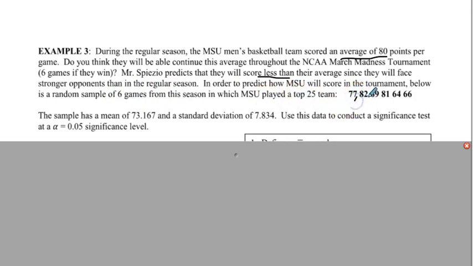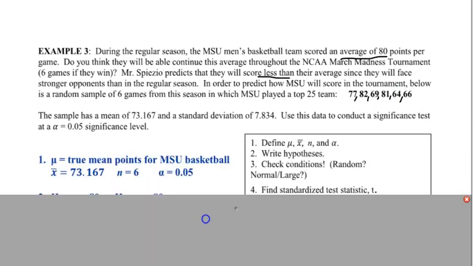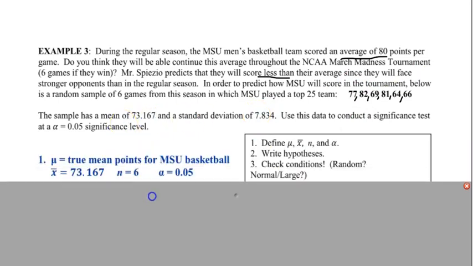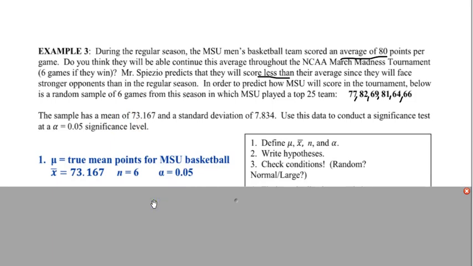So here are the 6 scores: 1, 2, 3, 4, 5, 6. It says the sample has a mean of 73.167. You didn't even have to put this in the calculator and find it. Standard deviation is given to you also. Here is the test level, 0.05. So for step 1, mu is the true mean points for MSU basketball. Our average was given to us. Our n, right here. And there's our alpha.